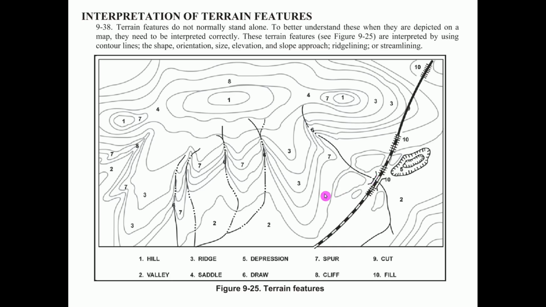Oh, this is pretty good. I like this. So we've got hills. I would say that we're looking at a ridge from here through here. They're saying that number 3 is a ridge. That looks more like a spur to me. 6 is a draw. 7 is a spur. 5 is a depression. You don't need to worry about cut and fill, but that's pretty good. Oh, 4, they're showing 4 is a saddle. That makes more sense. So you're actually going down and then back up and then down and then back up.